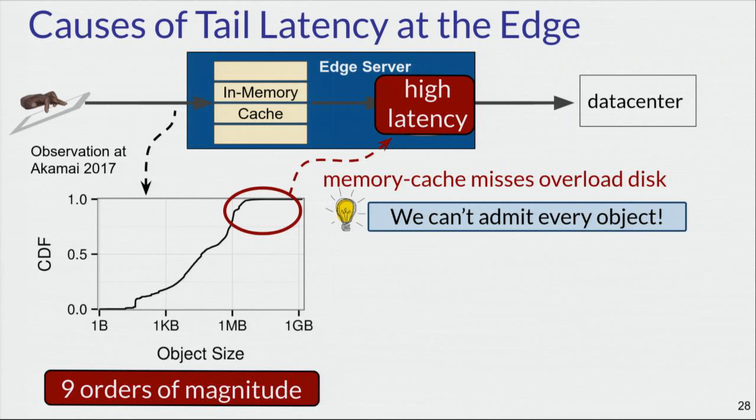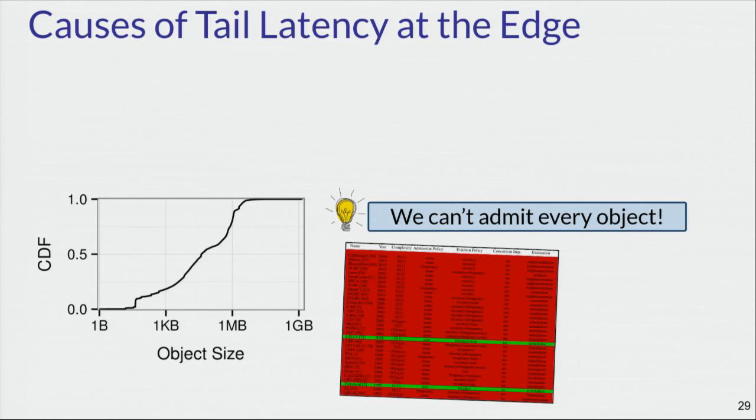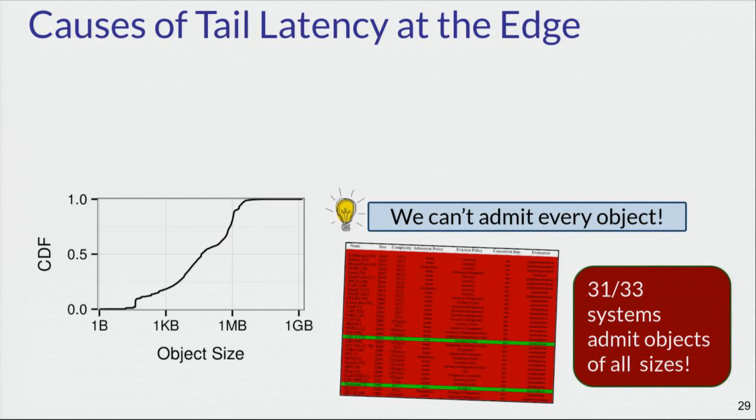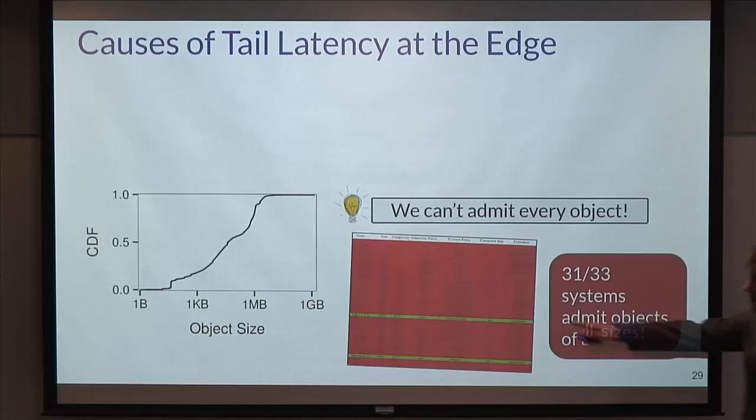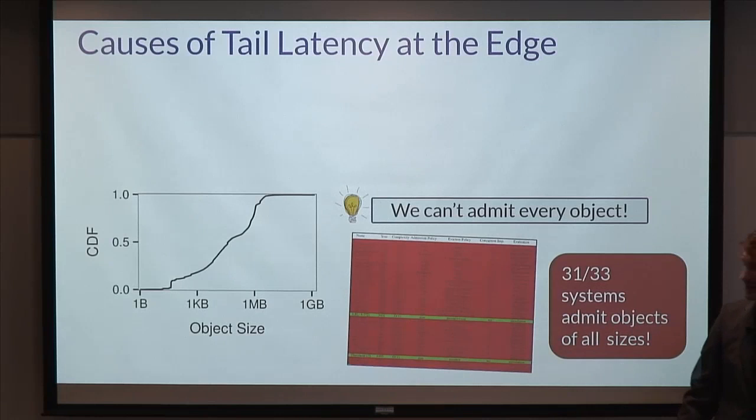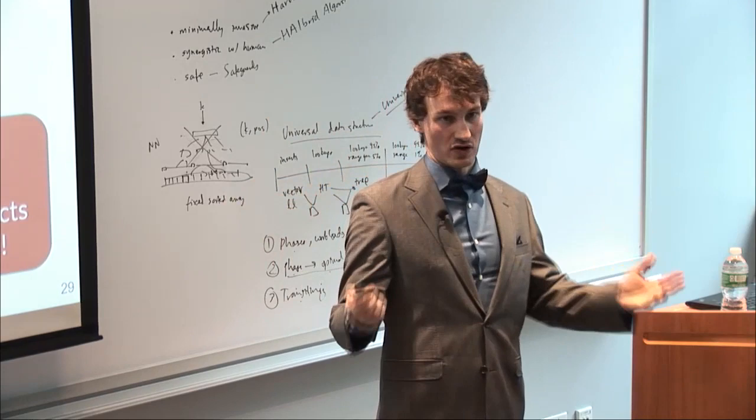Now, if we look at the literature, if we look at caching systems, and we surveyed caching systems from 1993 all the way up to 2016, 31 out of 33 caching systems out there admit objects of all sizes. They just ignore this huge amount of variability. And the two remaining systems that basically do consider size, first, they're from the 90s. Second, they have never been implemented. They're very, very theoretical systems.